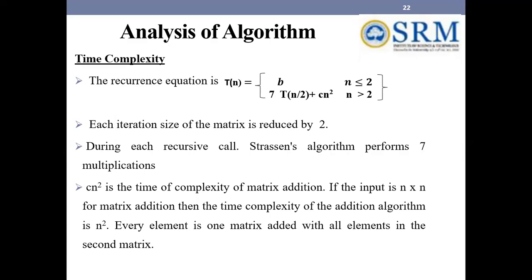If the input is n cross n for matrix addition, that is n cross n plus n cross n, then the time complexity of the addition algorithm is n square. Every element in one matrix is added with the corresponding element in the second matrix. So C n square is the time taken for matrix addition.